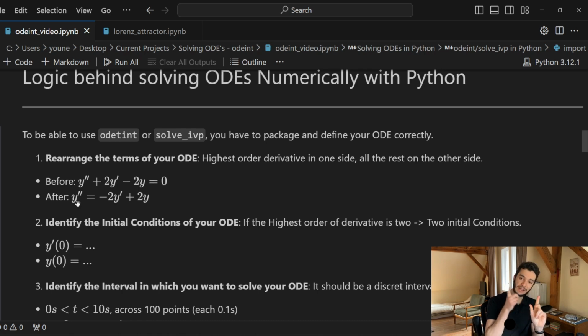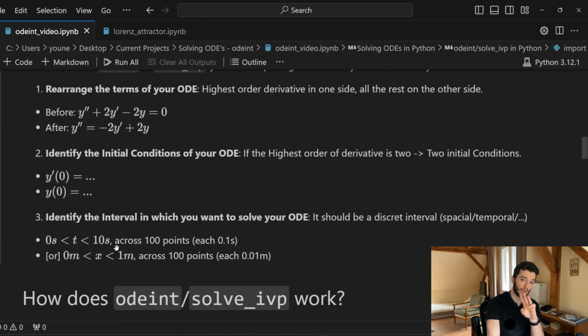The second step is identifying the initial conditions of your problem. So if, for example, here our highest order is 2, then we will have 2 initial conditions on y and the first derivative of y. For example, here we have y prime of 0 is equal to something and y of 0 is equal to something. And then the third thing to do for framing and packaging a problem is to identify the interval in which you want to solve your ODE.